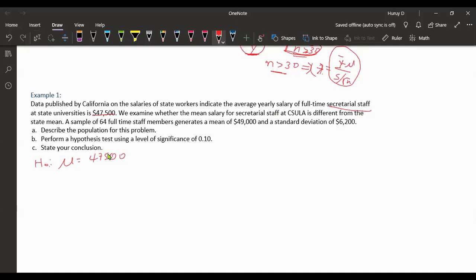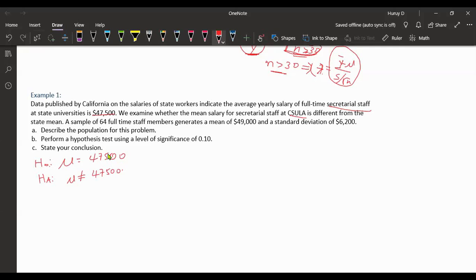And we examine whether the mean salary for the secretarial staff at this university is different from the state mean. So the state mean is this one. Overall, in the state of California, the average is this one. And in this specific university, we are trying to see if the mean is different from this or not. So what do you think is our alternative hypothesis here? Mu not equals to 47,500.